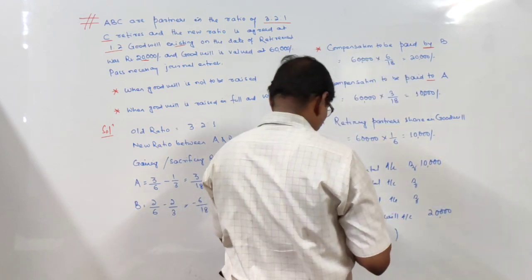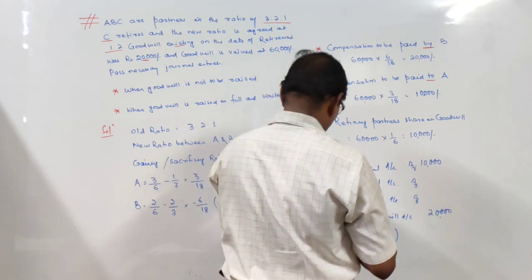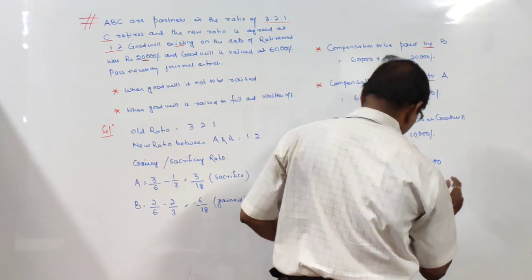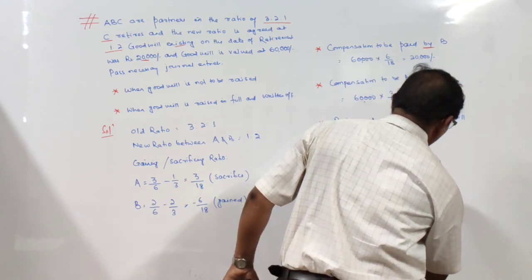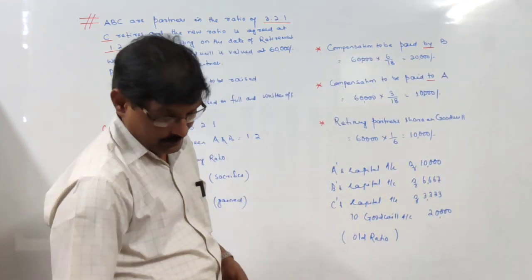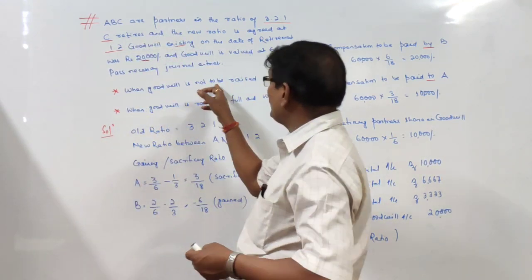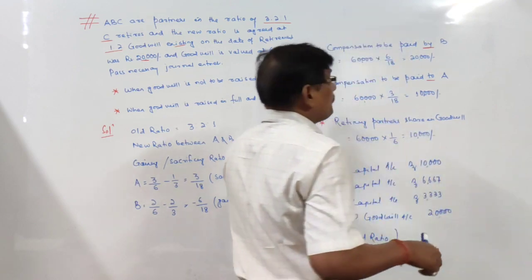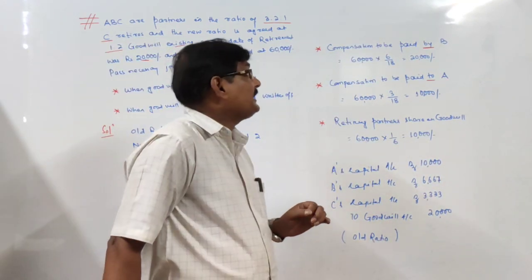B will be debited with 6,667, and C with 3,333 rupees. So the existing goodwill is to be written off first, right? Thereafter, the question says that goodwill is not to be raised. Now you see, in this case, B will compensate A and C.